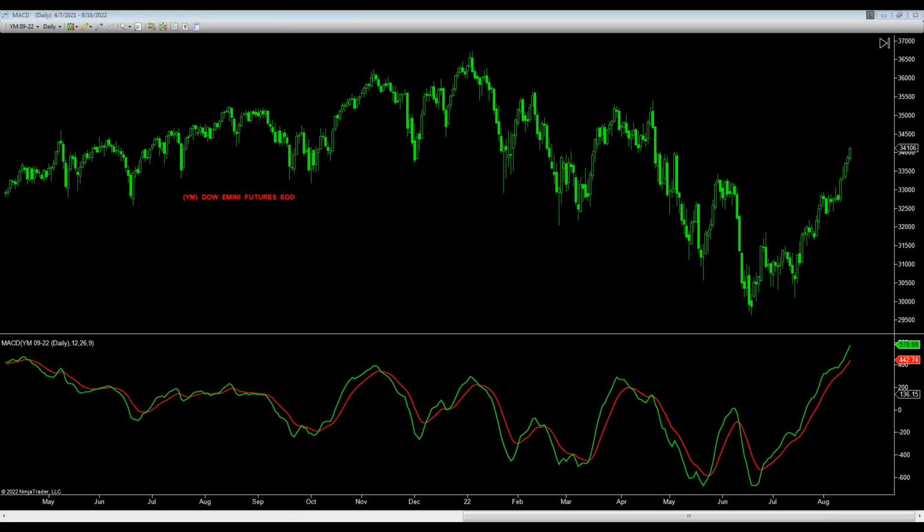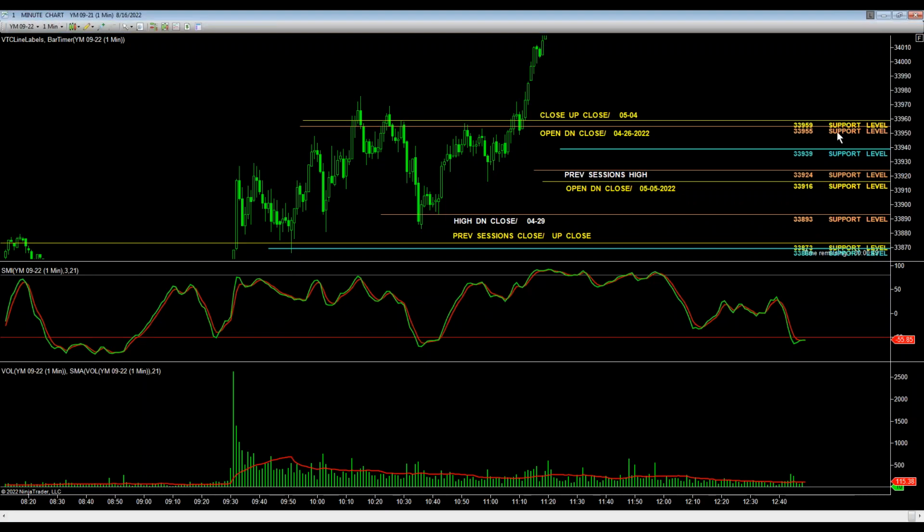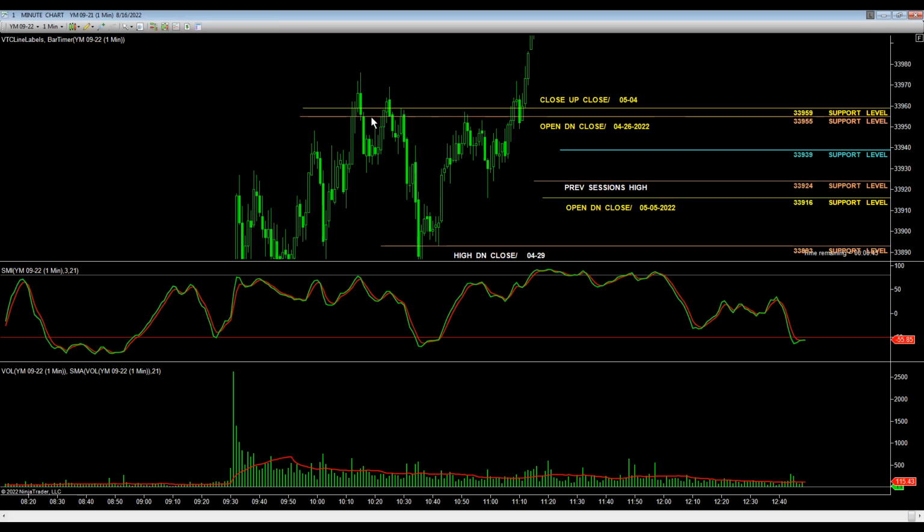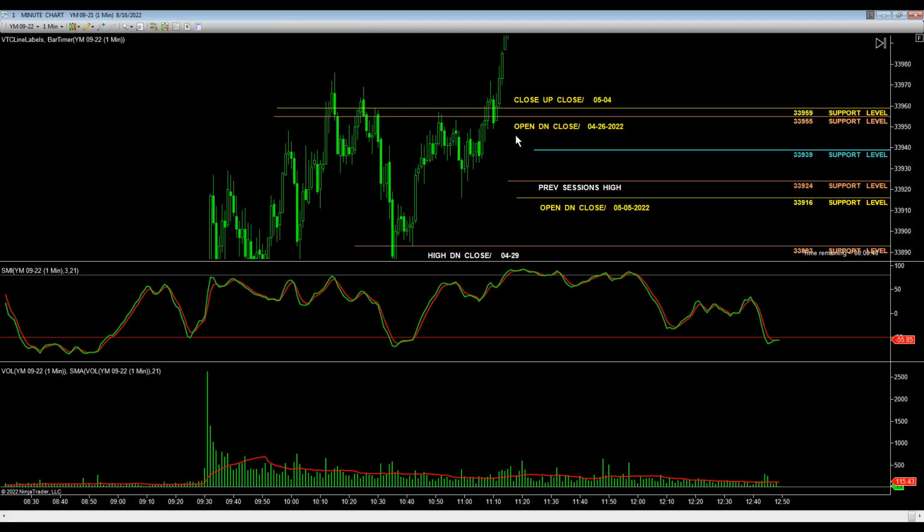Let's move into YM, a real-time workspace. This is my real-time workspace that I'm using every day to trade off of. Now, remember the key levels that we had for resistance on ES and especially YM, okay? Because here's where it is. The key level that had to be broken and traded through, this was laid out this morning before trading, okay, was getting through the open of the down close from 426.2022 and getting through the close of the up close from 5.4. That's where all that superior resistance level, that POC, was located both on ES and YM.